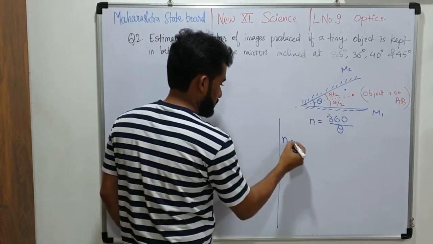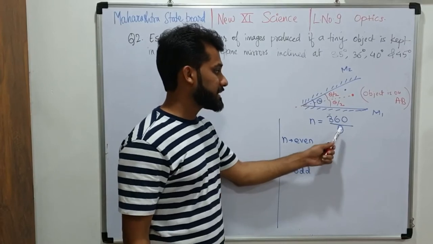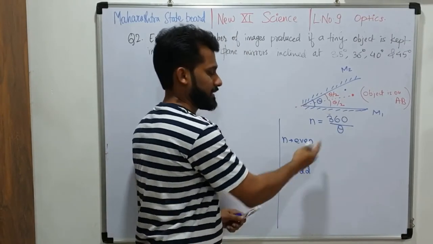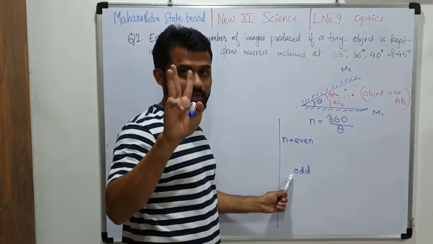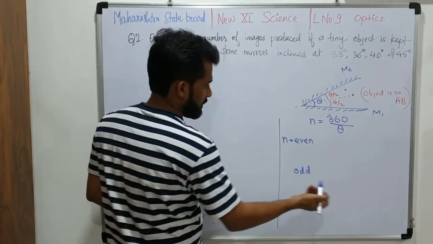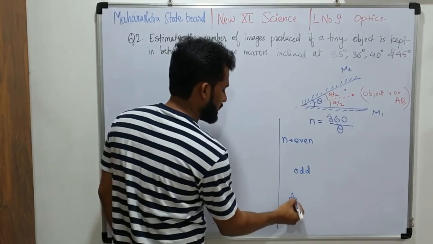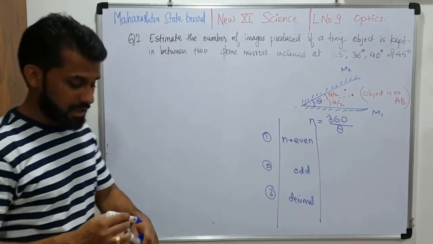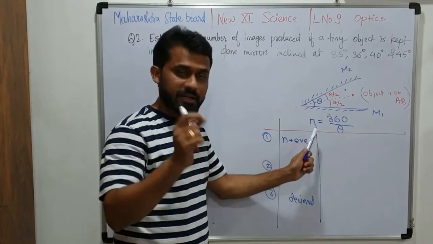Yes, n could be even. It could be odd. When it will be even, for example, 60 degree. If two mirrors are at 60 degree, if you divide 360 by 60, you get an even number. You can also get it as odd number. When two mirrors are making 120 degree, then 360 by 120 is 3. So it is odd number. In some cases, the angle could be such that it is not perfectly divisible. So for example, if two mirrors are making 50 degree, then 360 divided by 50, you won't get a perfect number. So in that case, we will call it a decimal. So these are three possibilities, first, second and third. In these three possibilities, how to find number of images. See, first, if the value of n, if you get even, I'll give you example.